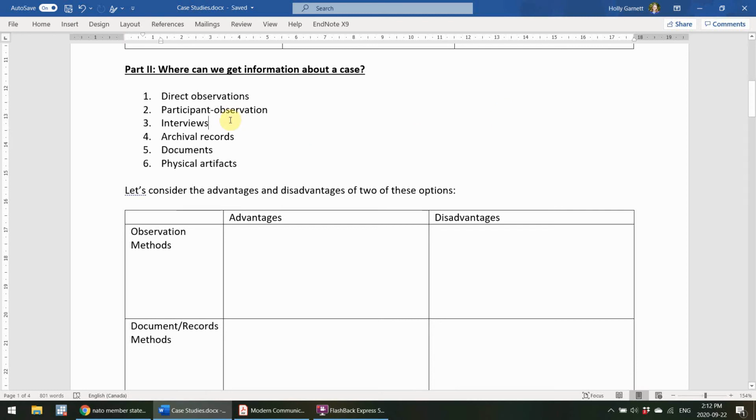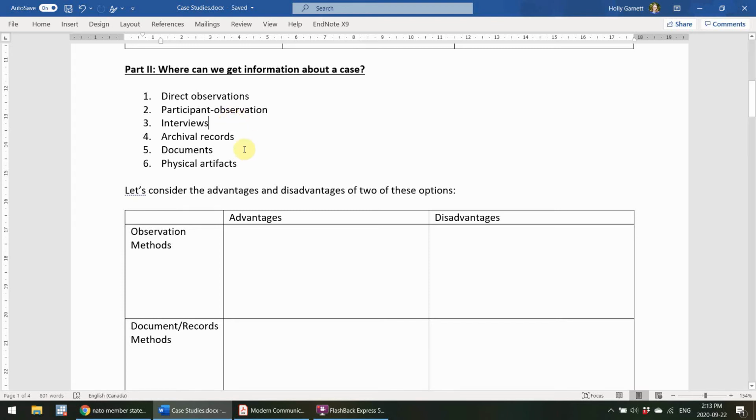Interviews are pretty self-explanatory. We're going to talk more about that later in the course. We'll do a whole week on interview methodology, but essentially that's where you actually go and ask people about that particular case. You'll have either structured questions you want to ask, or maybe it might be semi-structured, so you can get a sense of what they want to talk about, and adjust your questions accordingly. But again, we'll talk more about that in a bit.